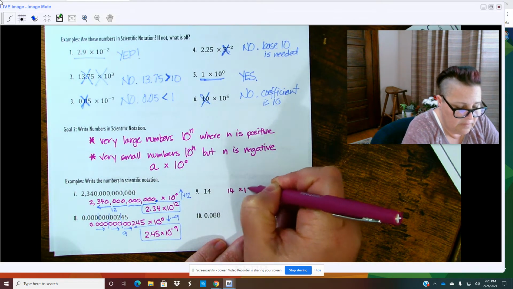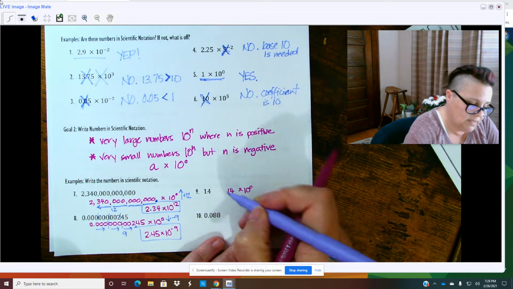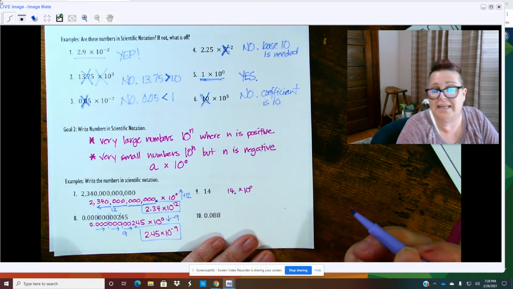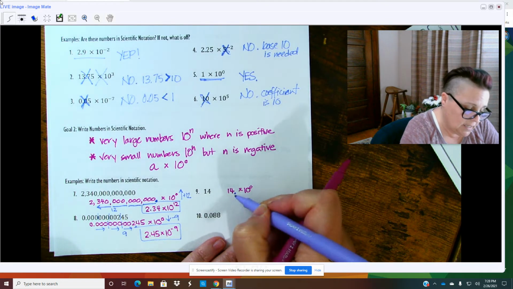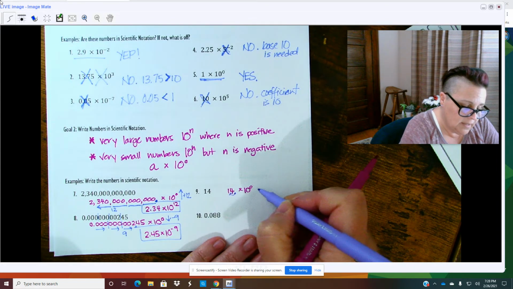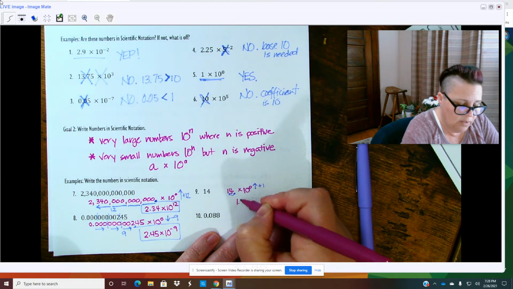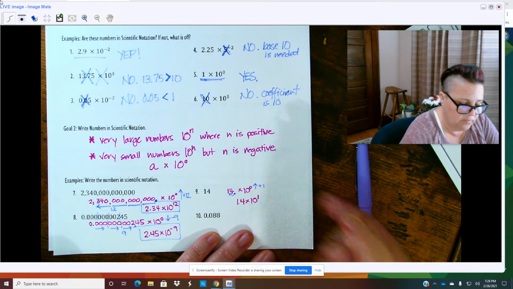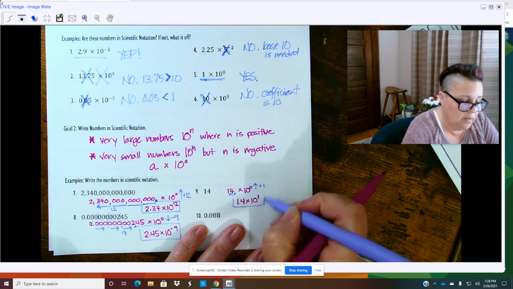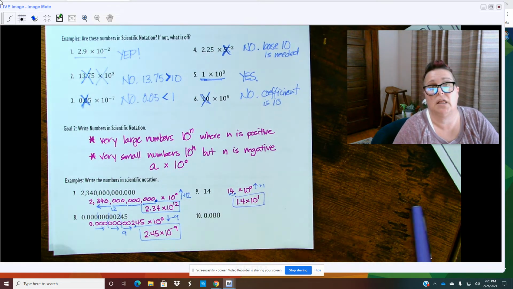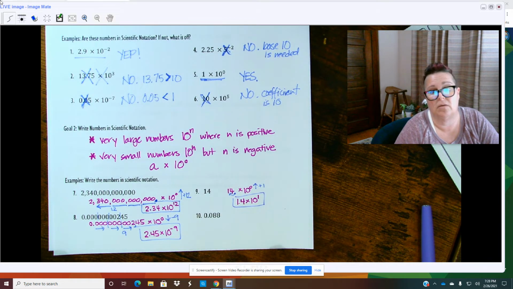14 times 10 to the 0. My decimal point is here. I can't have 14. It's bigger than 10. I've got to move it 1 place. That's going to add 1. So this will be 1.4 times 10 to the 1st. Honest to God, we would probably just call it 14. Doesn't make any sense to call it 1.4 times 10 to the 1st. But sometimes that's what you get in the middle of a calculation, and so you just run with it.